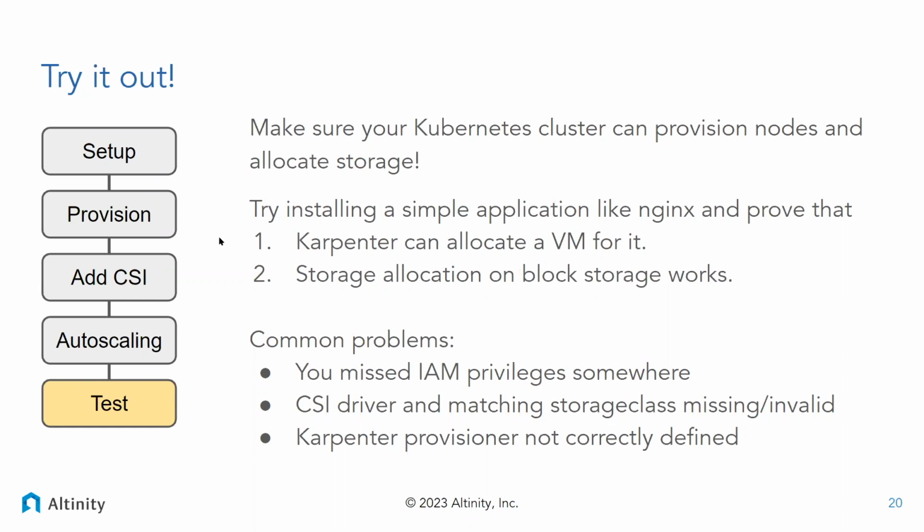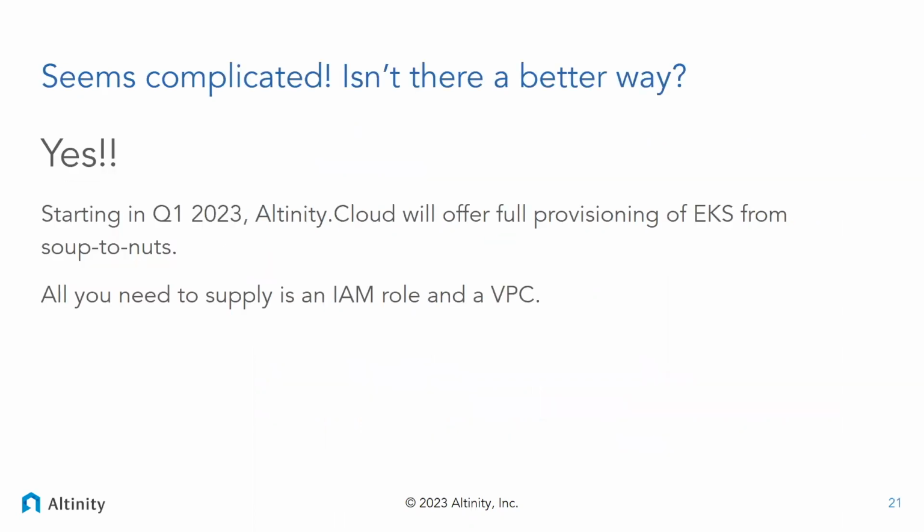So that's Kubernetes. Now, if you're a Kubernetes person already, you probably weren't very fazed by this because it's not a super complicated procedure. There is kind of a tricky combination of Kubernetes mixed together with Amazon Web Services technology. But if you're not a Kubernetes person, or you don't feel like that's a good use of your time, you might find this really complicated. So the question is, is there a better way? And the answer is yes. Starting this quarter, we'll be able to fully provision EKS for you. So all you have to do is give us an IAM role and a VPC, and you're off to the races.